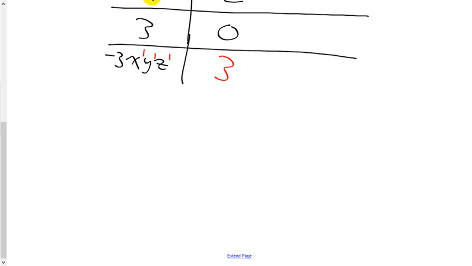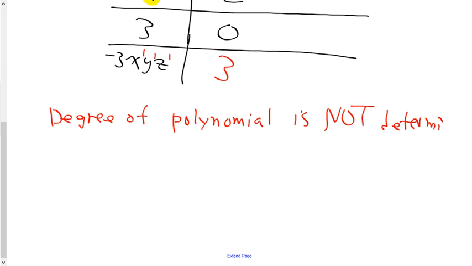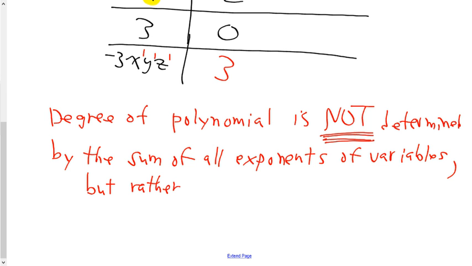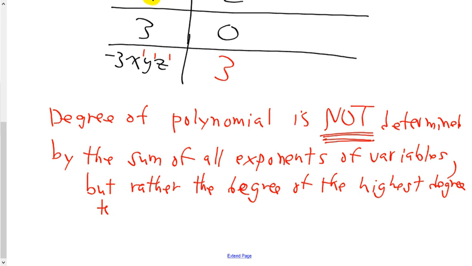Now, if we juxtapose that to the degree of a polynomial, meaning a binomial, trinomial, or more than 3 terms, the degree of a polynomial is not determined by the sum of all exponents of variables, but rather the degree of the highest degree term, the degree of the highest degree term. Oh my heavens, that's wordy.